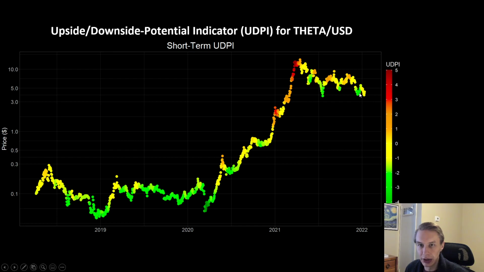And what's interesting to note here is that we're actually re-entering this more neutral zone, which just means that in the short term, the model is becoming a little bit more undecided about where Theta might be heading next, whereas the long-term UDPI thinks that there's more upside versus downside potential in the longer term.